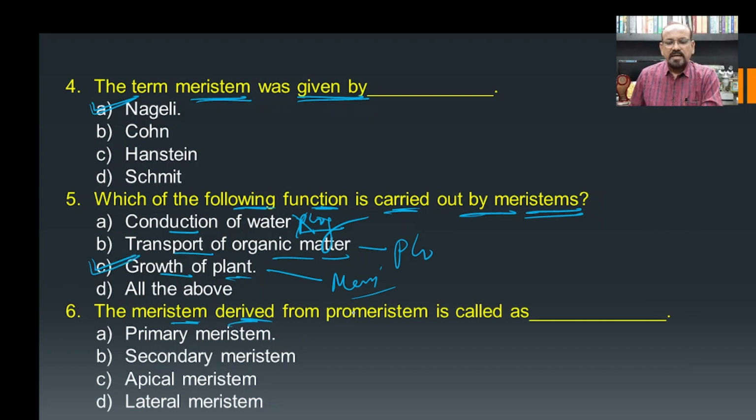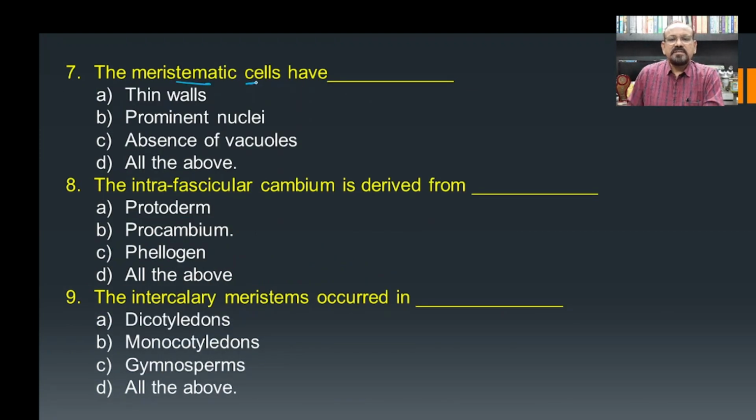The meristem derived from promeristem is called, the meristems which are derived from the promeristem are known as the primary meristem. If we see the meristematic cells, usually these are thin walled cells having prominent nuclei and the absence of vacuole. So these are the characteristic features of the meristematic cells, and hence all the above become the answer for this question.